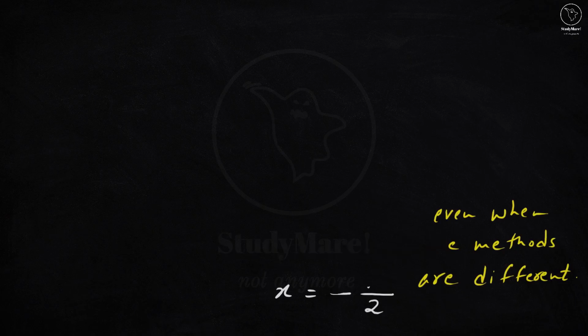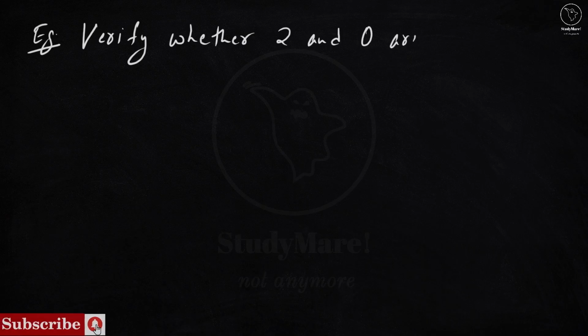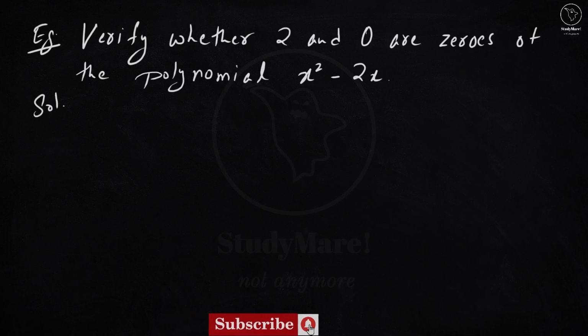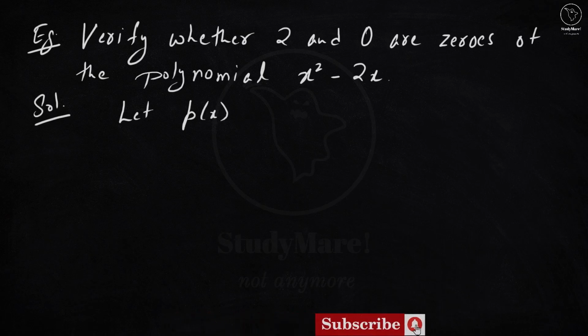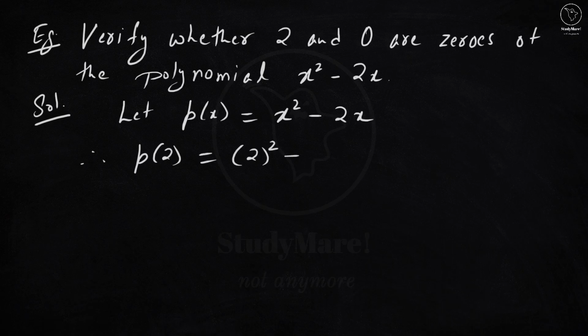Our next example says, verify whether 2 and 0 are zeros of the polynomial x square minus 2x. Let us solve it quickly. Let p(x) is equal to x square minus 2x. Now, in order to find p of 2, we have to substitute the value of x as 2 in the given polynomial. Therefore, p(2) is equal to 2 square minus 2 into 2, which is equal to 2 square is 4 minus 2 into 2 is 4. Solving it further, we get 4 minus 4 as 0.